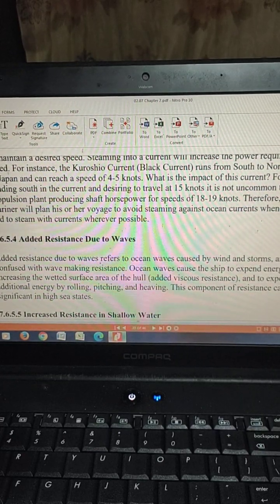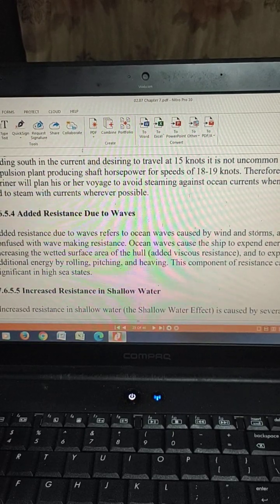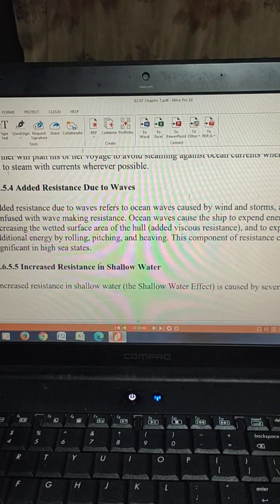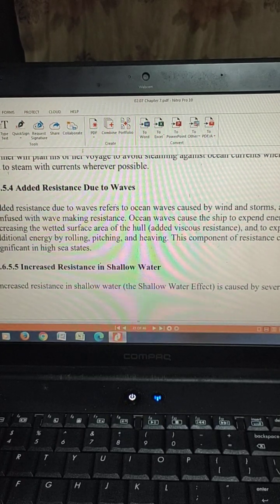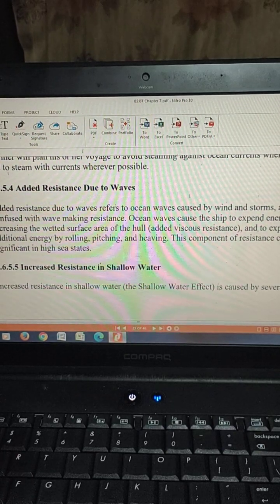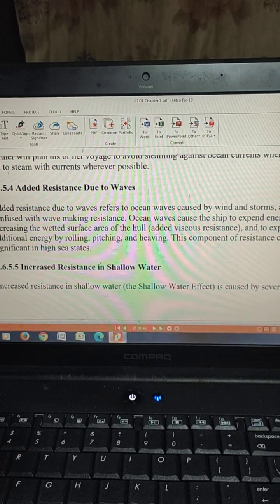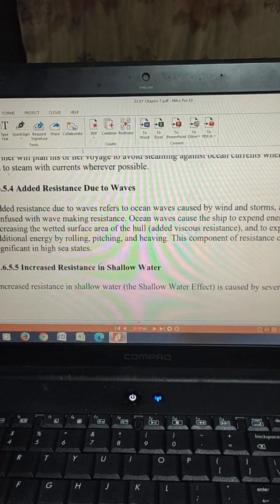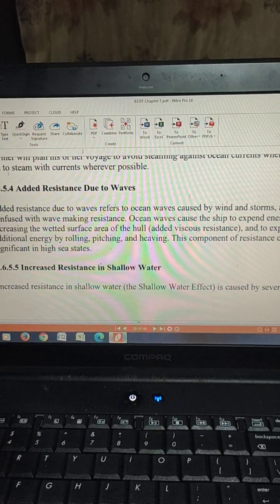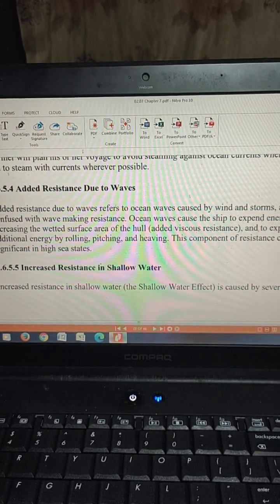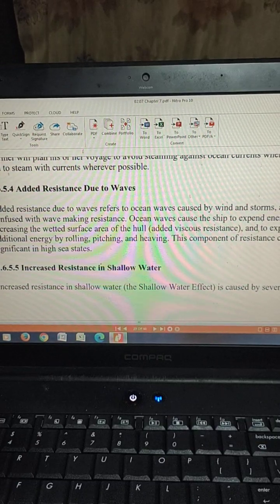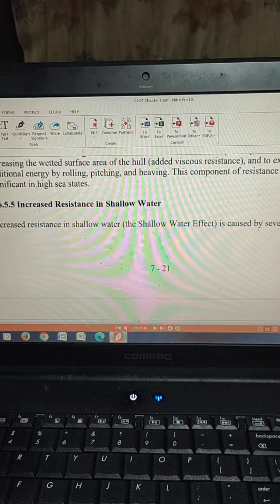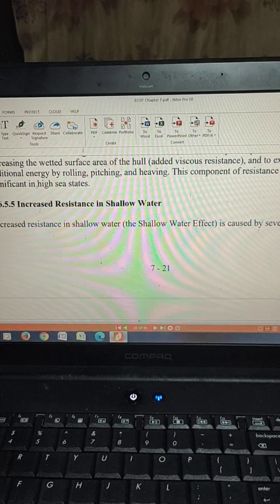So we have added resistance due to waves. When the waves are coming, they lead to more resistance because there are motions. The ship has 6 degrees of motion: surging, rolling, pitching, heaving, swaying, yawing. All these motions in different directions take energy and increase the resistance of the ship. We'll see that later, but now we're talking of resistance. So all these motions increase resistance.